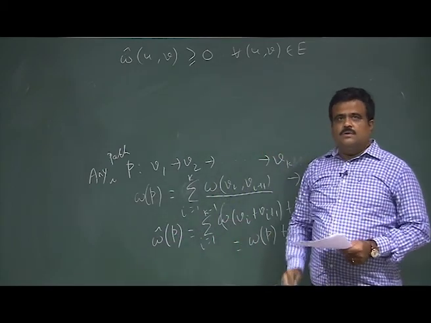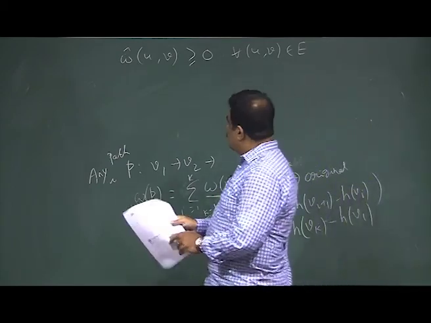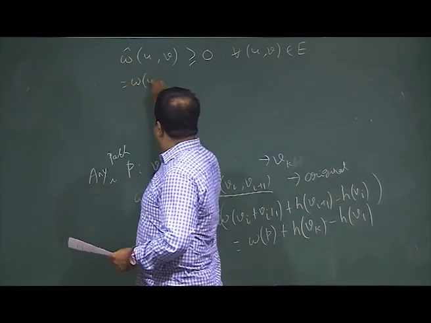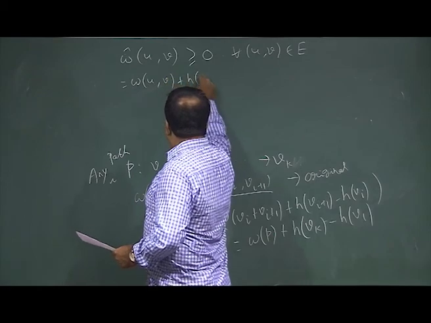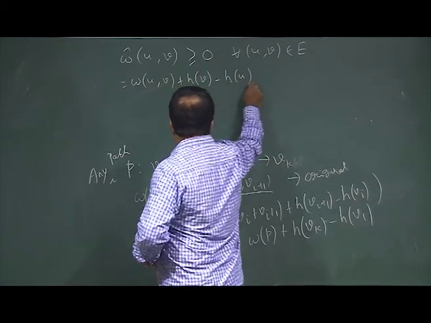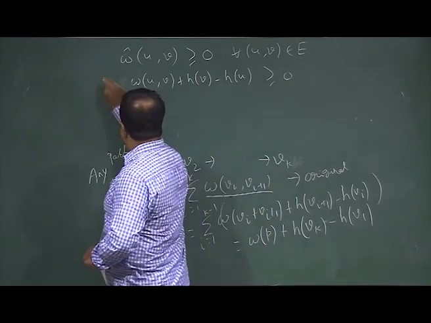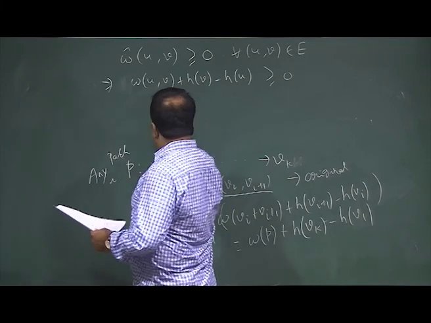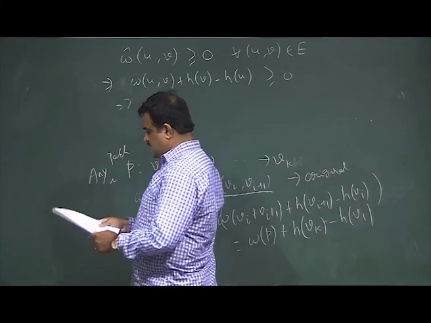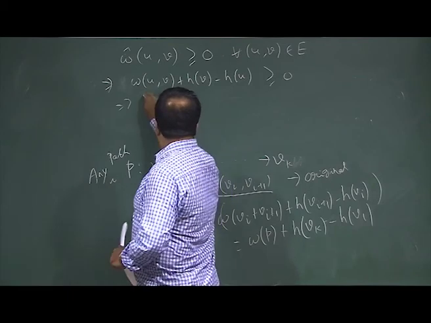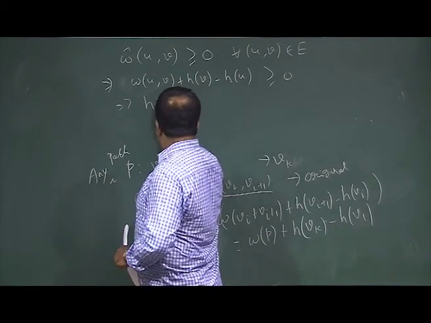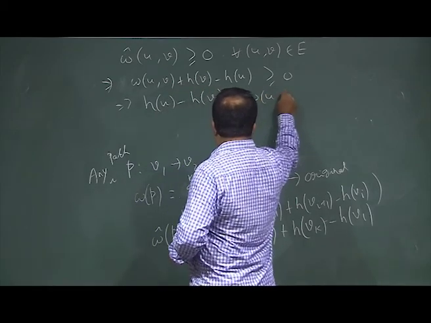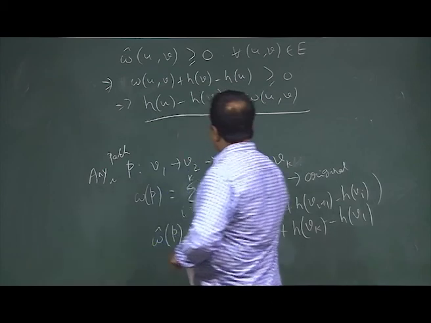Okay. So for that what we are doing? This is nothing but w of uv plus h of v minus h of u. So this we want greater than 0. That means we take this to the other side: h of u minus h of v is less than or equal to w of uv. So this we want for all the vertices.